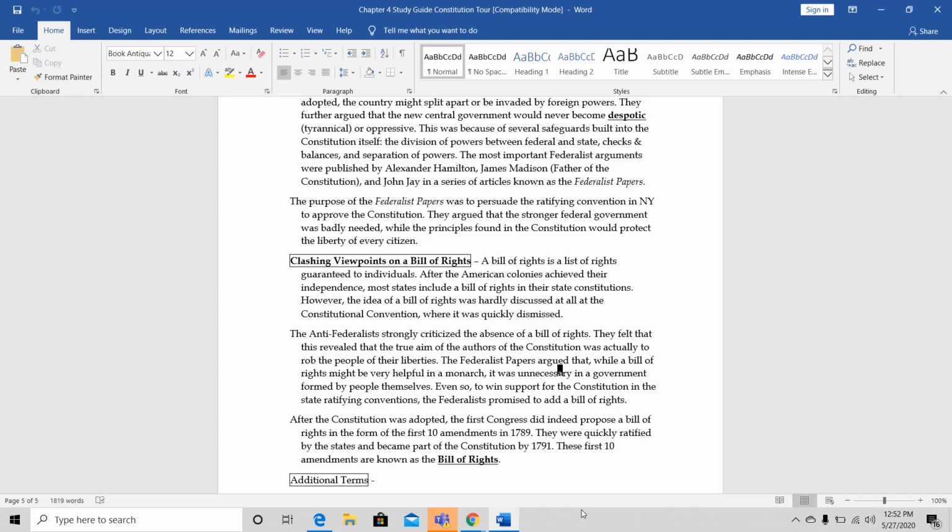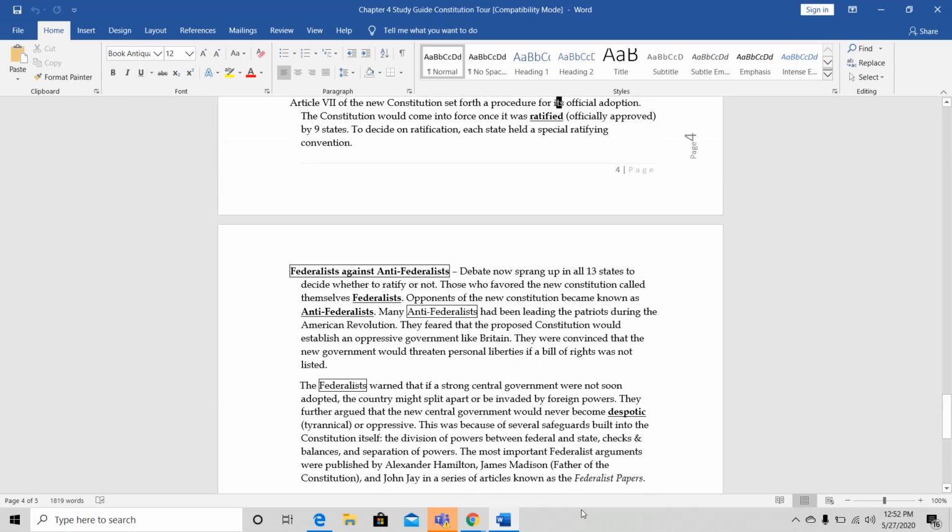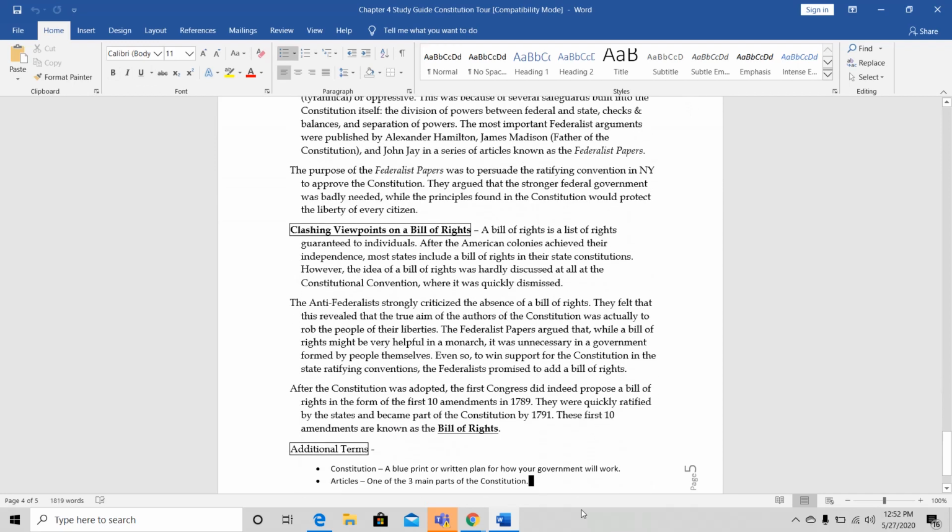And also, this is my fault, guys. I forgot to elaborate on this. They needed 9 of the 13 states to agree to it in order for it to become ratified. So that is the numbers. Anything else? Okay. Well, we have 2 more key terms, guys. We have the word Constitution, which is just a blueprint for how our government's going to work. And we also have articles, which is, again, one of the 3 main portions of the Constitution.